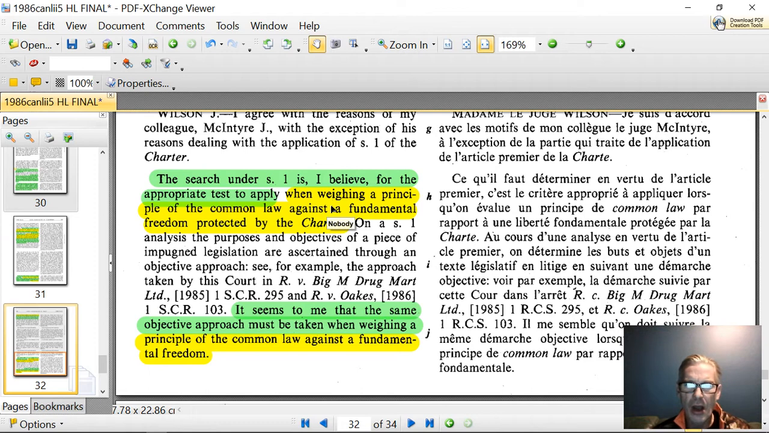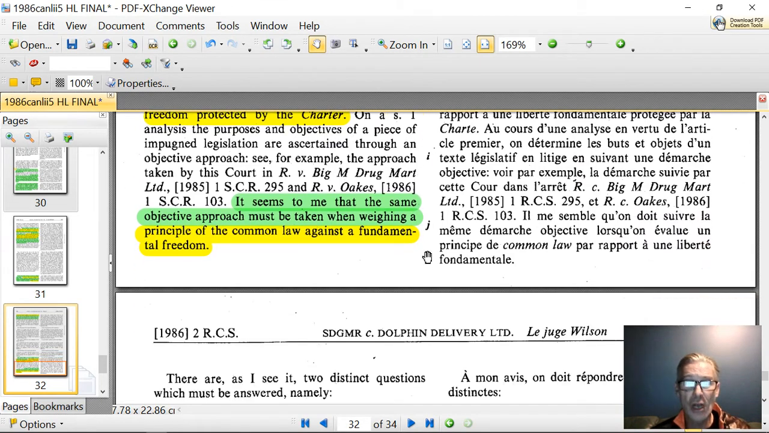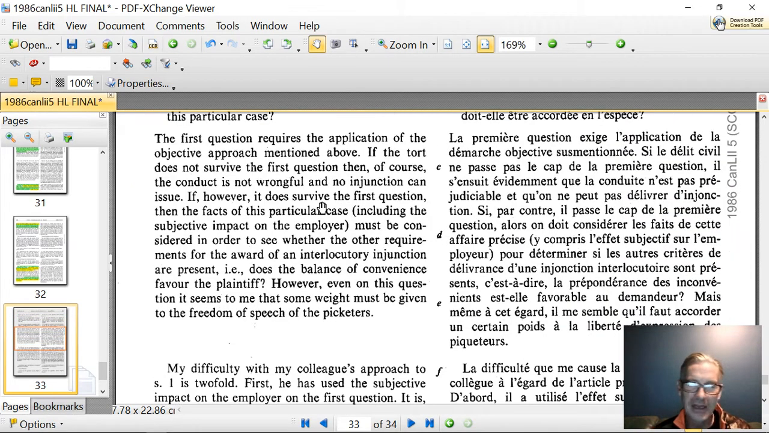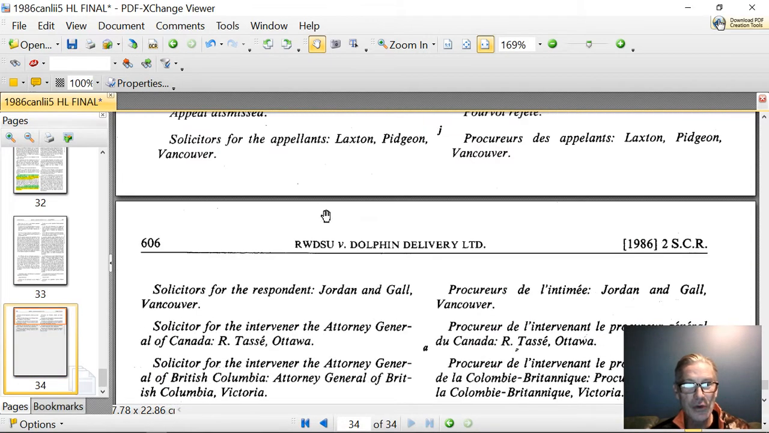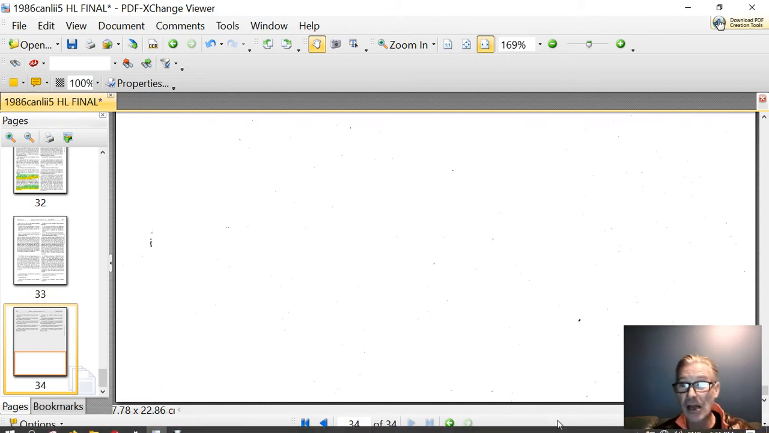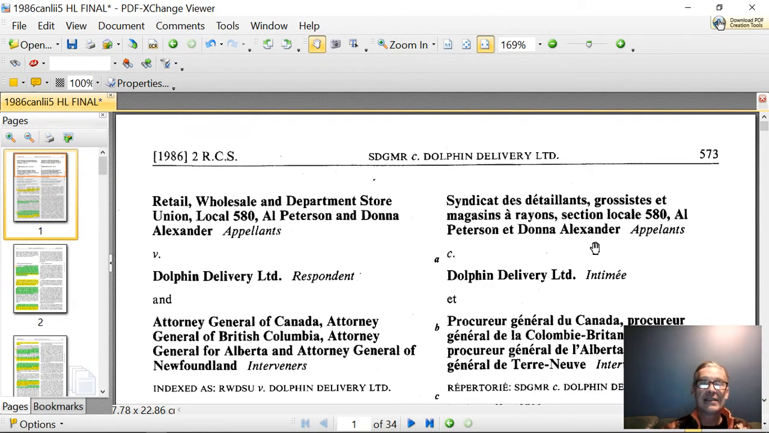Fundamental freedoms and fundamental rights are protected by common law. No need to have them protected by the fraudulent charter. It seems to me that the same objective approach must be taken when weighing a principle of common law against a fundamental freedom. Once again, in common law, you can do what you like as long as you do not cause harm. Pretty simple. But there you have it, ladies and gentlemen. So to any of those dissenters out there that's saying, oh, common law is a myth, it's like the unicorn, it's not recognized in law, yada, yada, yada. Well, here you have a Supreme Court case review that says otherwise.